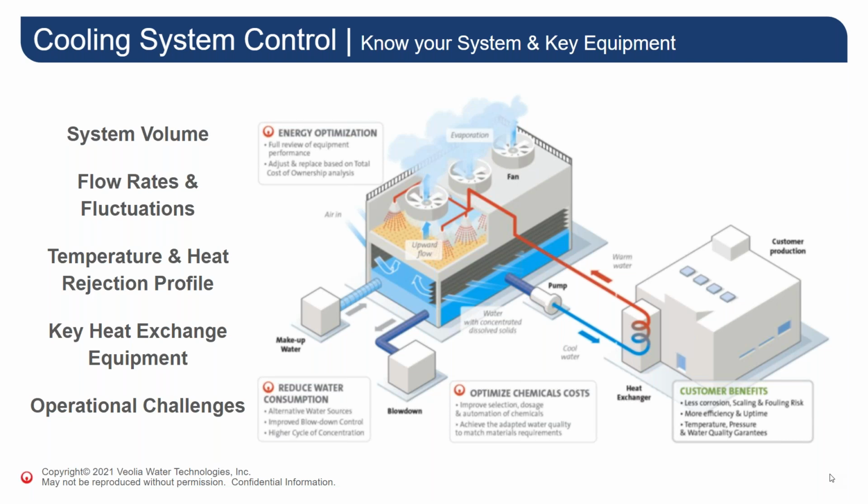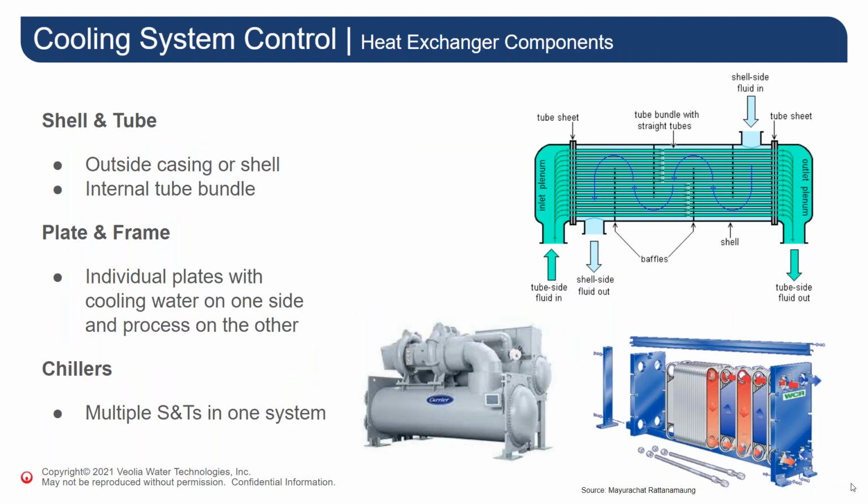The heat exchanger is typically the most critical part of the cooling system as it usually touches the production areas of the plant. There are many types of heat exchangers, but the most common are some form of a shell and tube or a plate and frame heat exchanger. An example of a shell and tube heat exchanger is in the top picture, a plate and frame is on the bottom right, and a chiller that uses the shell and tube is on the bottom left.